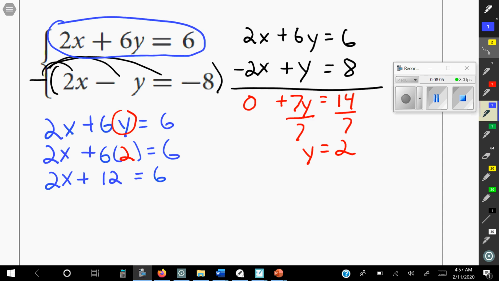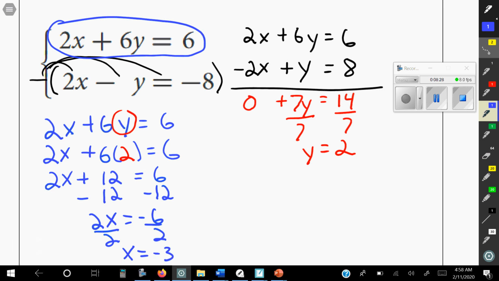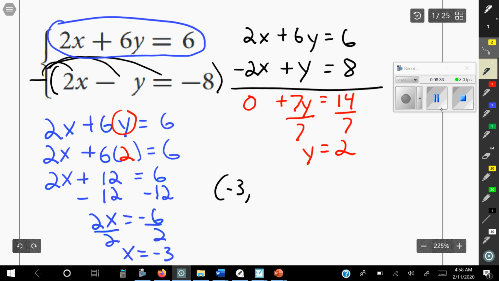Now I'm going to subtract 12, and that gives me 2x is equal to negative 6. Then divide by 2, x is equal to negative 3. So now I have my point, which is negative 3, comma, 2. And it's important to make sure you keep the x and the y straight. You don't want to put 2, negative 3.